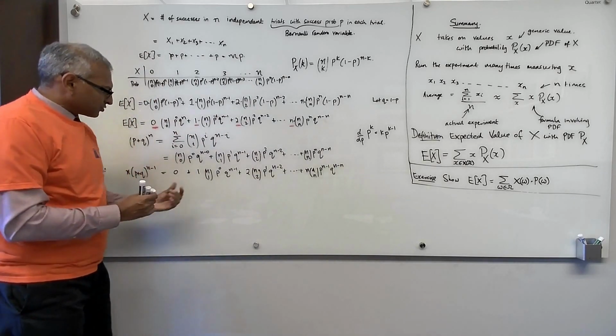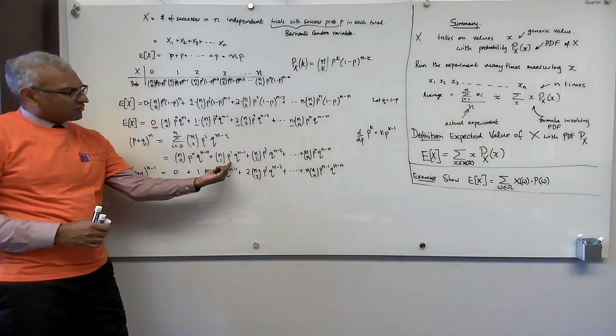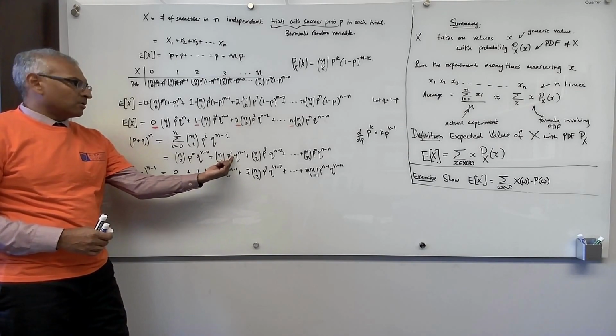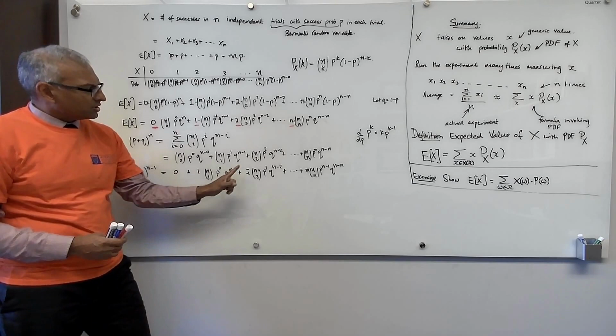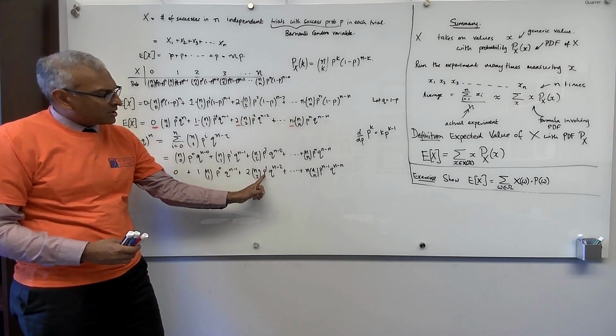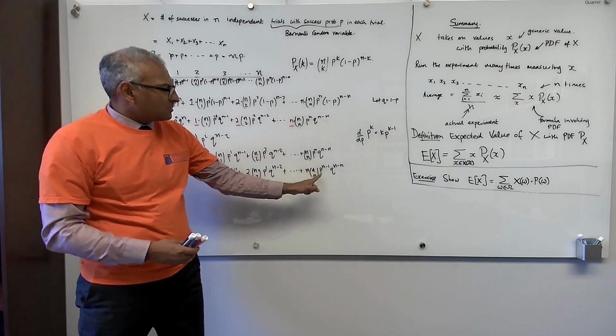So where did this 1 come from? This 1 came from the derivative of p. The derivative of p raised to the power 1, according to the standard formula from calculus, is 1 times p to the 0. The derivative of p squared is 2 times p to the 1. The derivative of p to the n is n times p to the n minus 1.